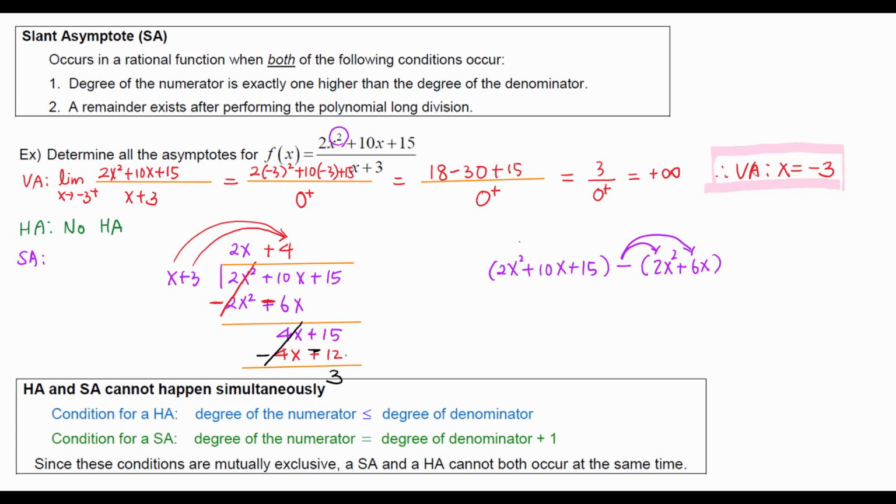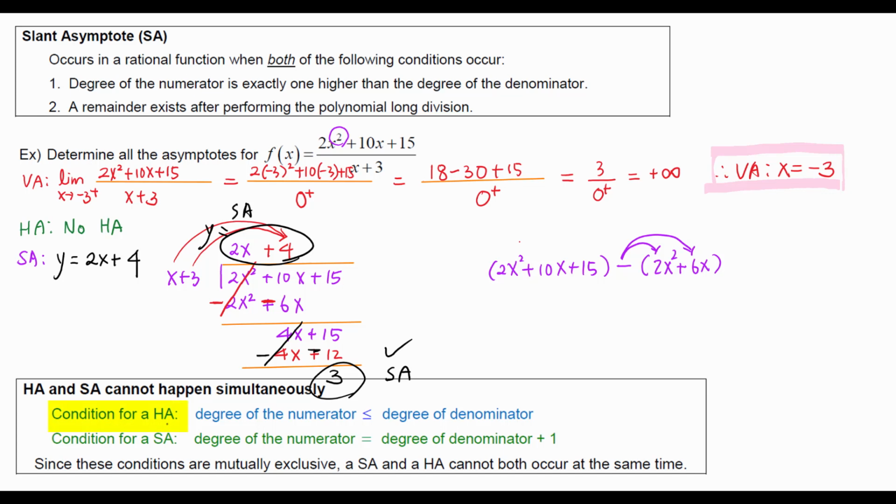So you do have a remainder, which means you have a slant asymptote. And what is the equation of the slant asymptote? It is y equals the quotient of your long division. So you had to do the long division anyway, because as you do, you can find out whether you have a slant asymptote or not. And then once you do, your answer is y equals this quotient. And that's your slant asymptote.